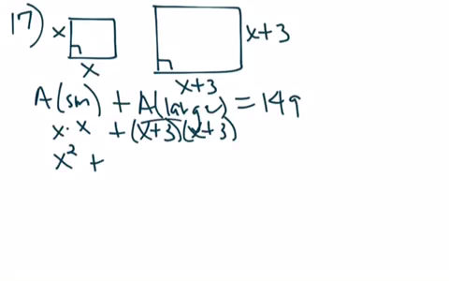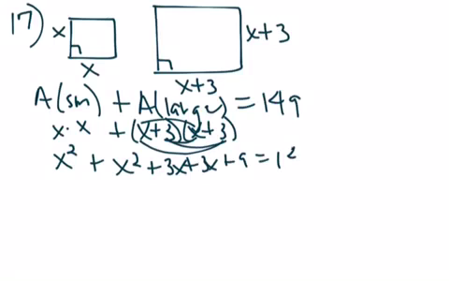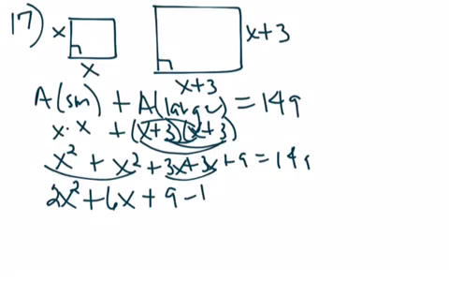Well, if we FOIL that out, x times x is x squared, x times 3 is 3x, inside is 3 times x, which is 3x, and 3 times 3 is 9, equals 149. Now, let's do some like term combining. X squared plus x squared is 2x squared. 3x plus 3x is plus 6x, plus 9 minus 149. When we combine those, we have 2x squared plus 6x minus 140.